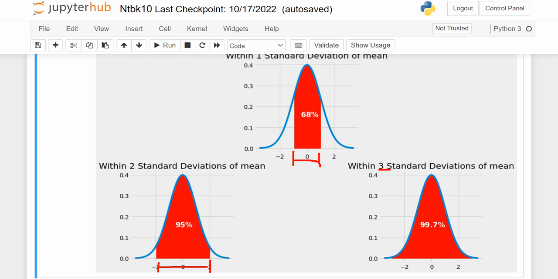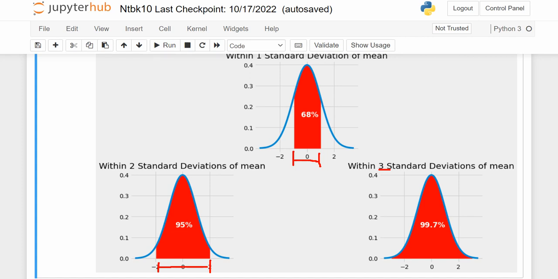99.7%. Now, we have computers and we can calculate these percentages very, very accurately. But 100 years ago, when this was first invented, the empirical rule was a way for statisticians, data scientists to estimate what the percentages might be. Remember, they didn't have a calculator. They didn't have a computer. So a lot of these calculations were done by hand, and they could estimate them mentally using the empirical rule.